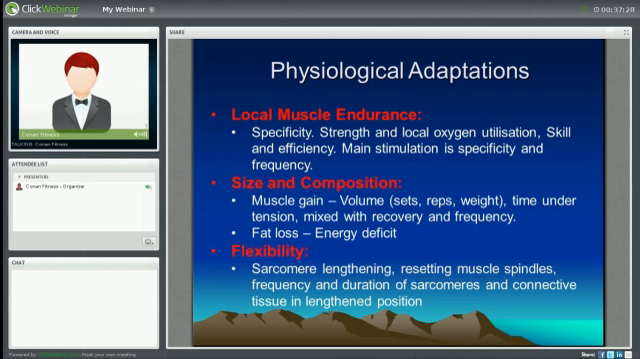But you see where it says resetting muscle spindles. Muscle spindles are kind of like sensory organs, sensory units inside a muscle that measure two things along with GTOs. They're called Golgi tendon organs. But just think of them as being sensors that measure two things, tension and length.